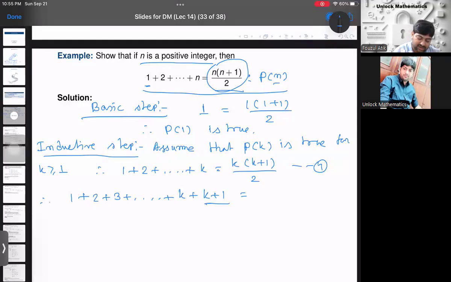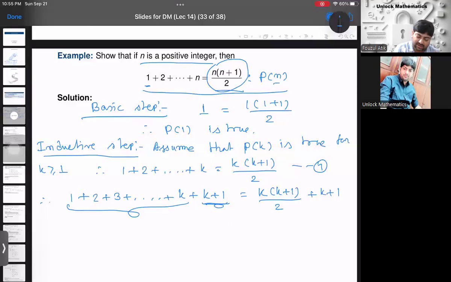Now, how do you prove that? We have these things at some value from our assumption. What is this? So by equation 1, I have this value is equal to k into k plus 1 by 2. How I got it? This is by our assumption Pk. So the Pk will give you this value. And this one is remaining. What is this value? I am keeping it as it is.